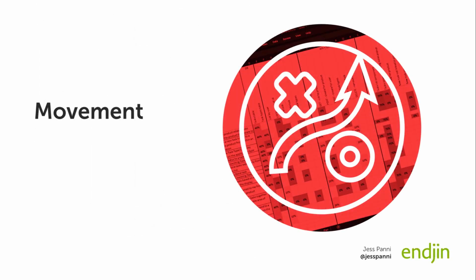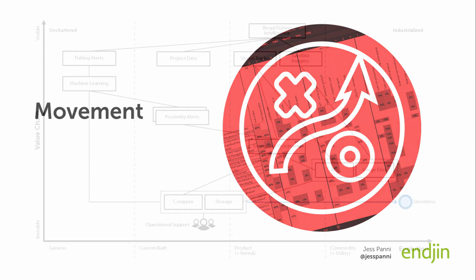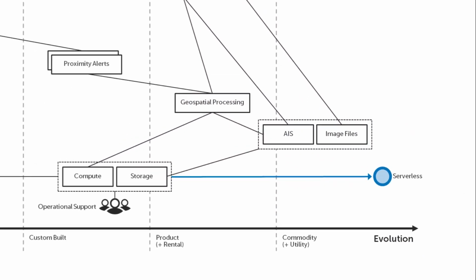Earlier in this video, I described movement as being an important attribute of a map. So far, we've captured our purpose and landscape. Now we can add movement to describe how the solution could evolve. Serverless compute and cloud storage is transforming modern application development. It is the latest evolution of cloud technology, removing the need to manage servers and offering a consumption-based model.